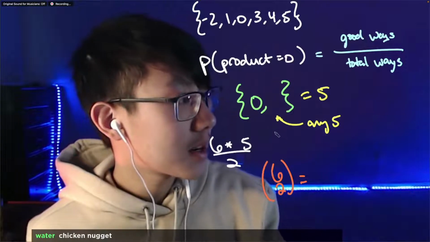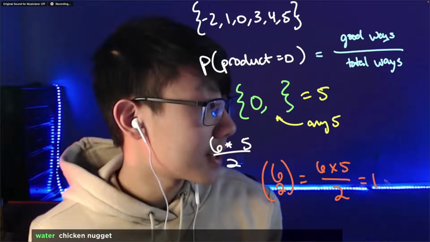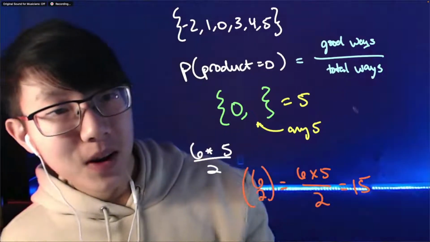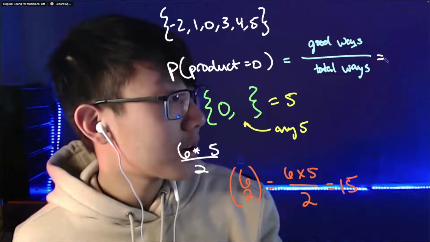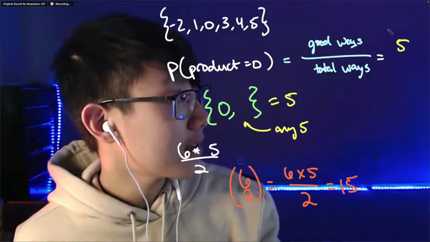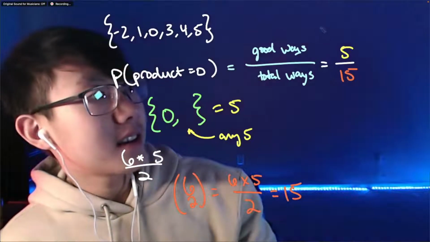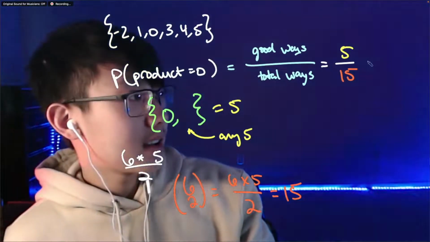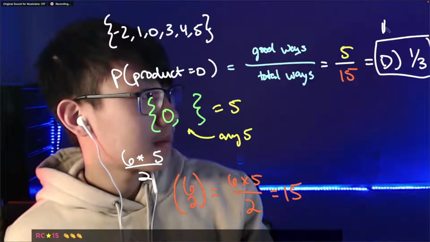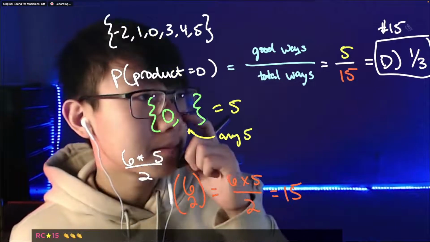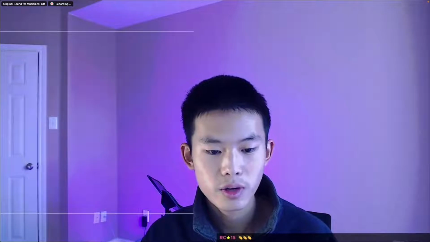And that's literally what the expression is. 6 choose 2 is equal to 6 times 5 divided by 2, which is 15. So already we have our total ways is 15, and the good ways from earlier was 5. So 5 divided by 15 should give us our answer of D, which is 1/3. Awesome. Oh wait, this is number 13, sorry. Yeah, and now we can move on to number 14.